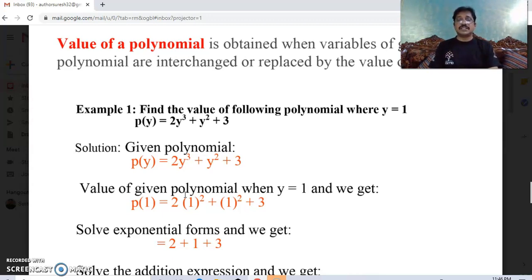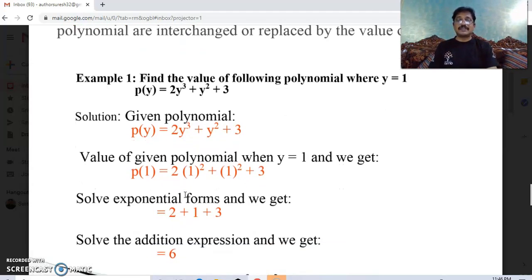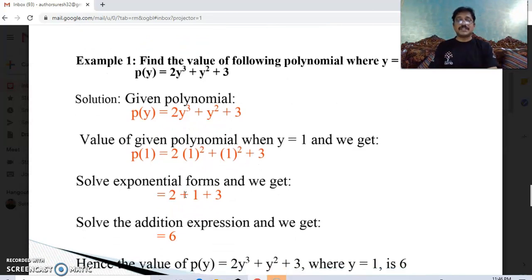The solution is here. I am giving the solution here. P of y is 2y cube plus y square plus 3. I am substituting 1 here in place of y. Then it is 2 plus 1 plus 3, which is 6.